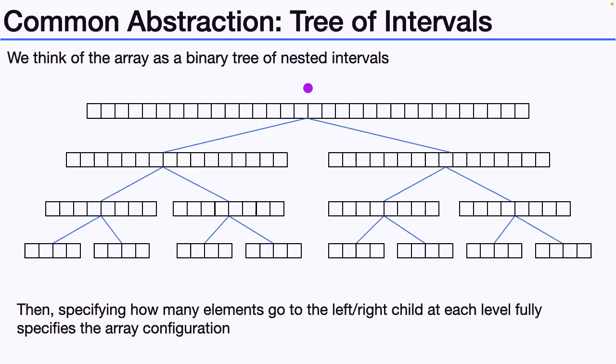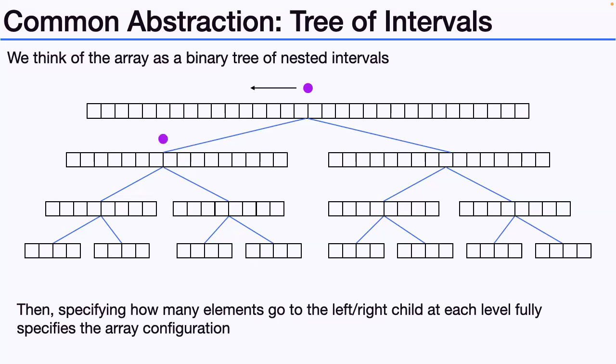Okay, so why is this useful? For one thing, we can fix an interval or a level of the tree and just focus on it. And there we only have to concern ourselves with how many elements go into the left child and how many elements go into the right child. Why is this? Because everything is sorted, so we know the relative order of the elements. If we know an element goes left, we can continue this all the way down the tree and thus fully specify the array configuration.